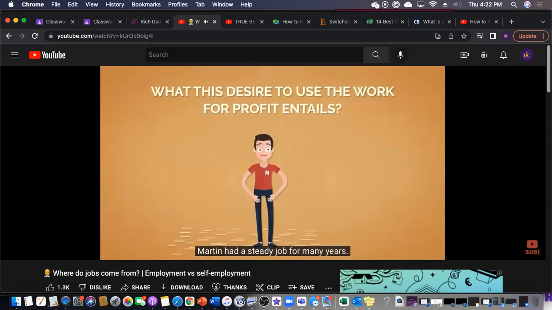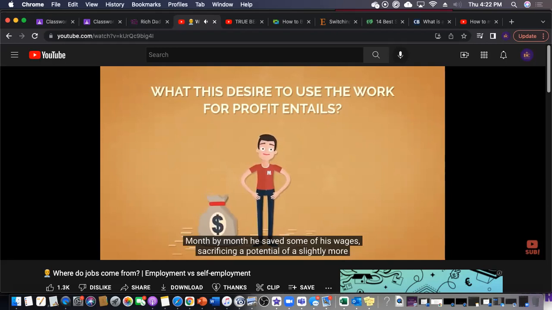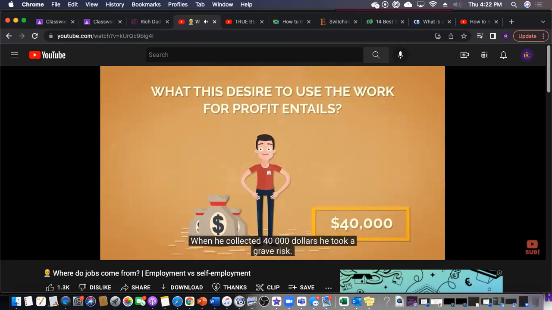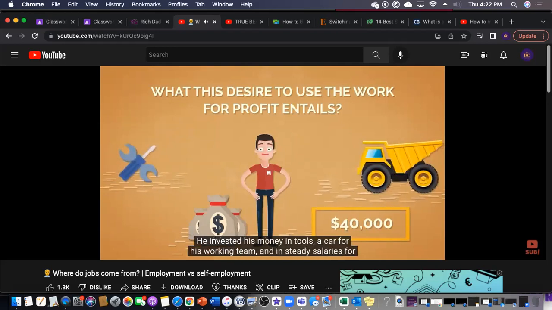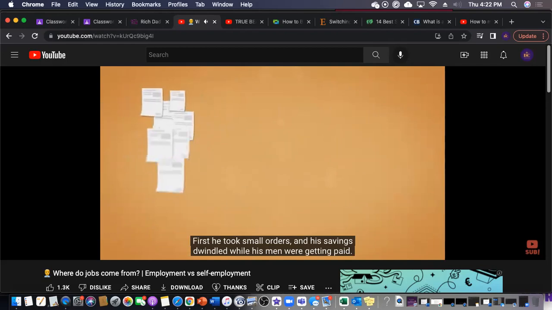Martin had a steady job for many years. Month by month, he saved some of his wages, sacrificing a potential of a slightly more luxurious life. When he collected $40,000, he took a grave risk. He left his job and founded a construction company. He invested his money in tools, a car for his working team, and in steady salaries for the men he hired. First, he took small orders and his savings dwindled while his men were getting paid.